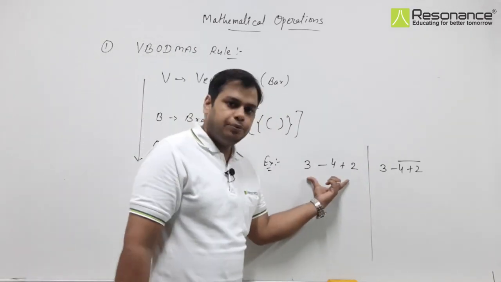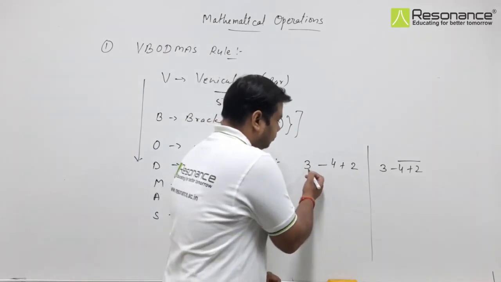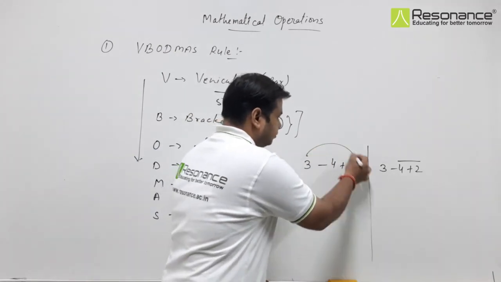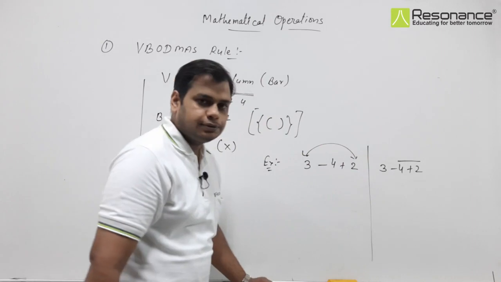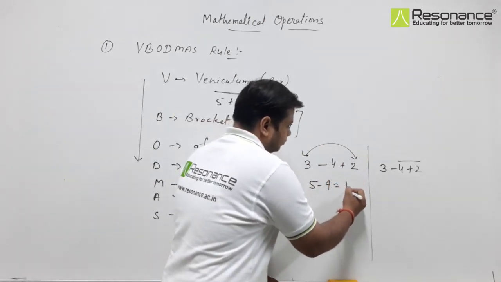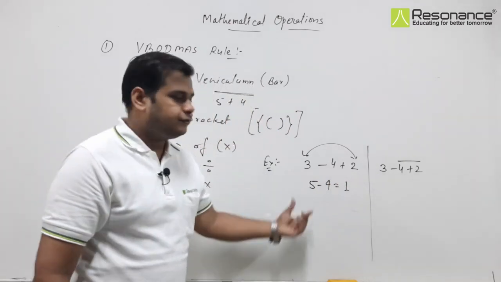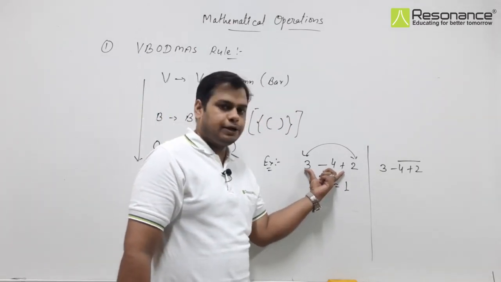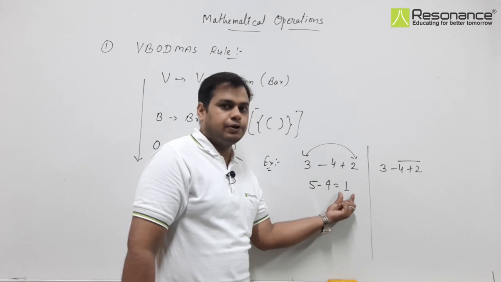So first we have to do addition. 3 is a positive number, 2 is a positive number, so these two should be added. So 3 plus 2 becomes 5 and 5 minus 4 becomes 1. So if we solve this normal equation, we will get the answer 1.